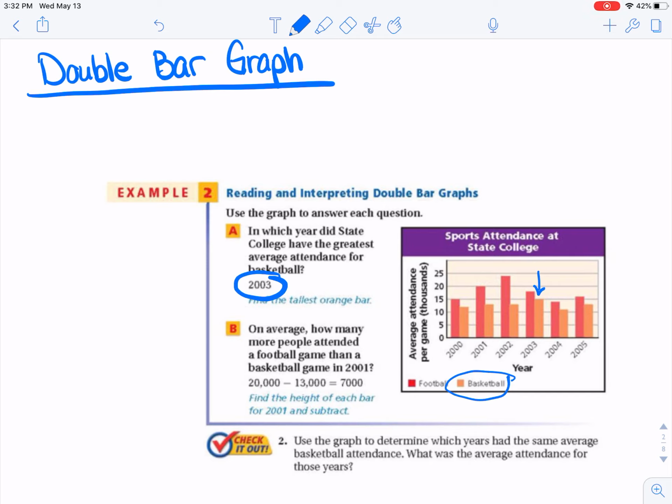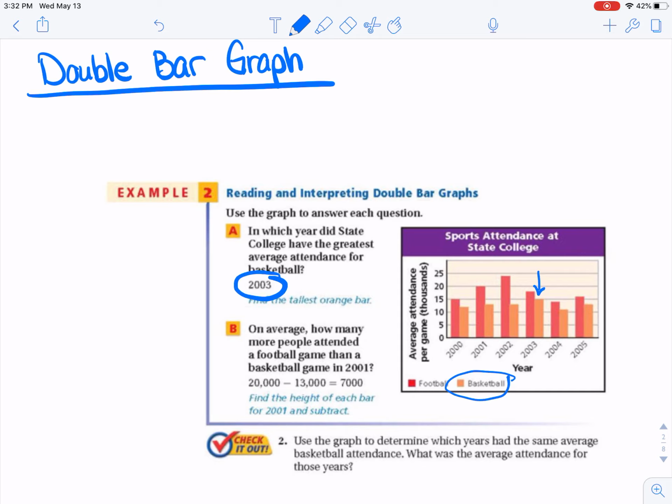Letter B, on average, how many more people attended a football game than a basketball game in 2001? Now, they're saying on average. So it's okay, there's a little bit of wiggle room. Plus, this is such a large scale that they're doing right here. It's not down to the exact person. So you're just given a ballpark of what the difference would be.